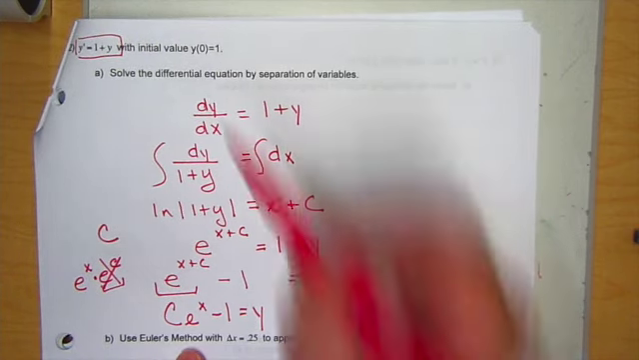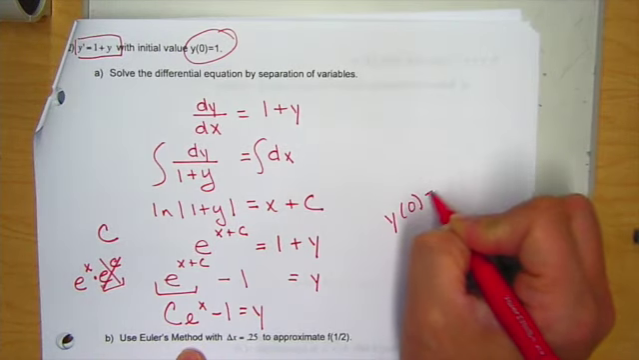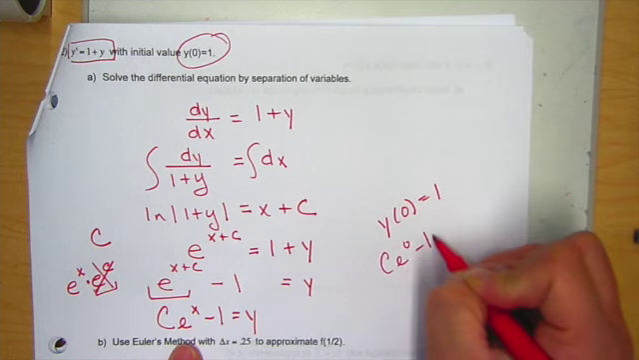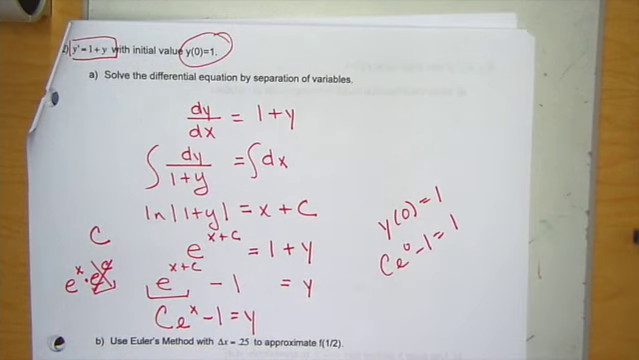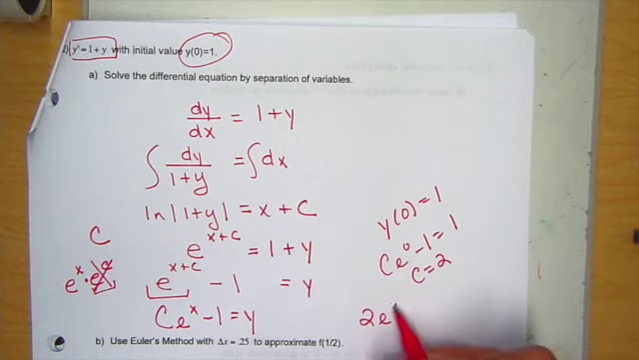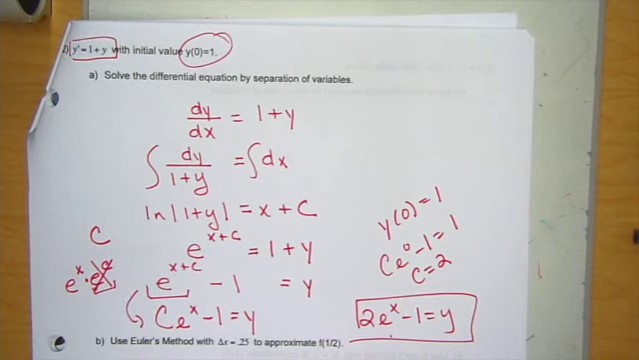Now I do give you a point to use: y of 0 is 1. So when I plug in 0 for x, I should get 1 for y, and if you solve this, c ends up being 2, so y equals 2 e to the x minus 1. You always want to do this simplifying step, because if you have to use this equation for something else, it'll become much easier to work off of this than the earlier equation.